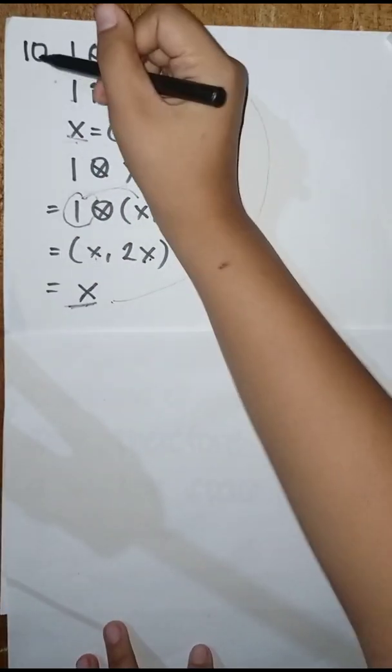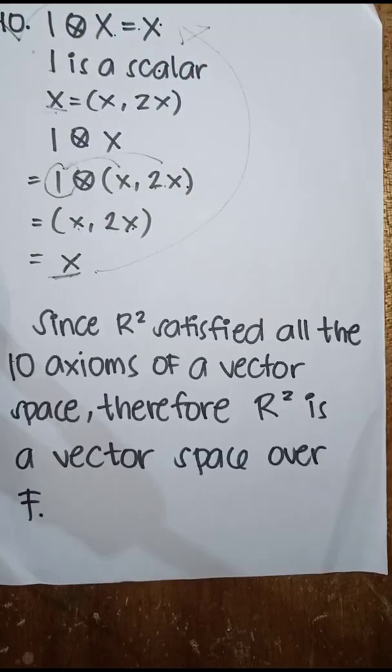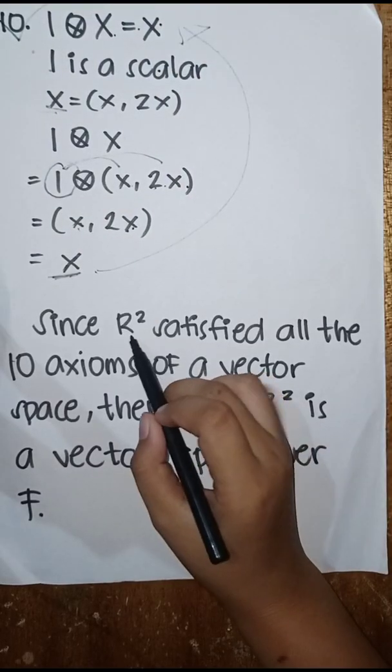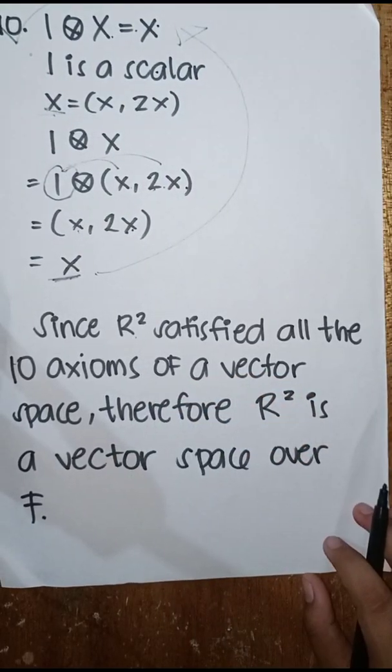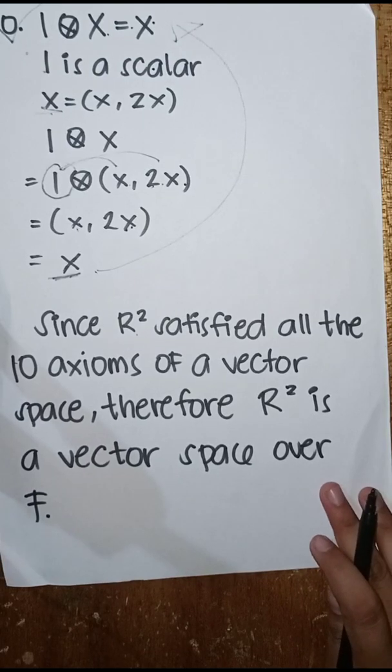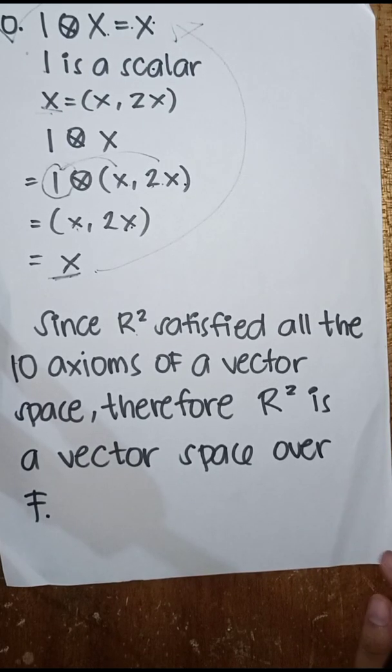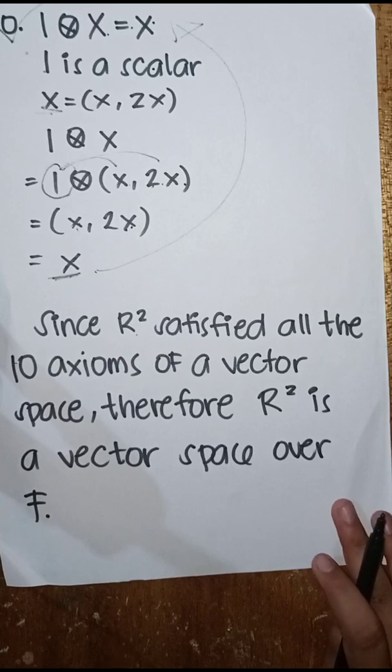Axiom number 10 satisfied. Since R squared satisfied all the 10 axioms of a vector space, therefore R squared is a vector space over F, or the field.